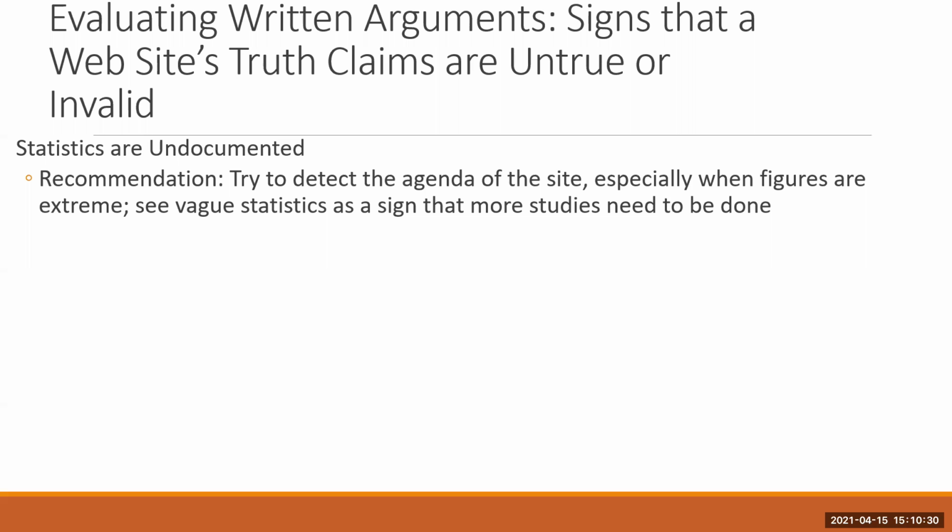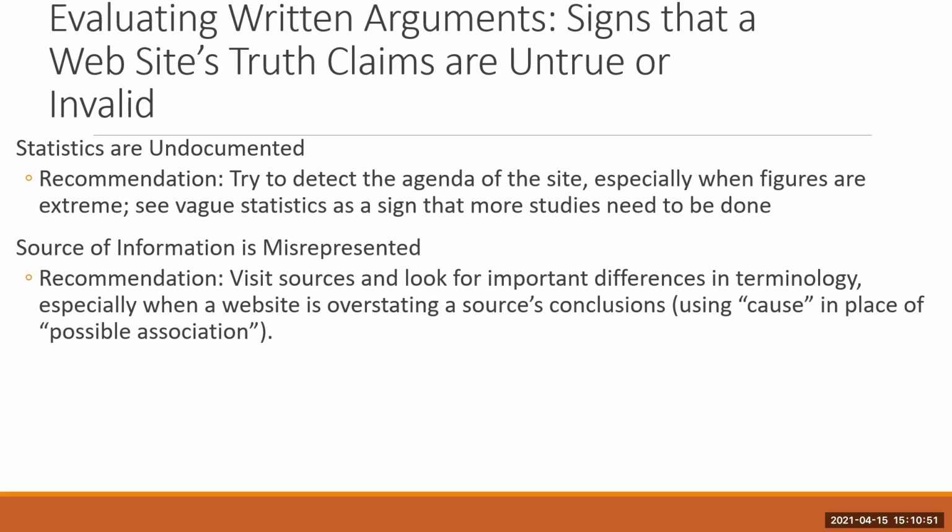If statistics are sort of vague, like a vague statistic would be just if somebody says the majority or the vast majority of cases, that this might be a sign that more studies need to be done.